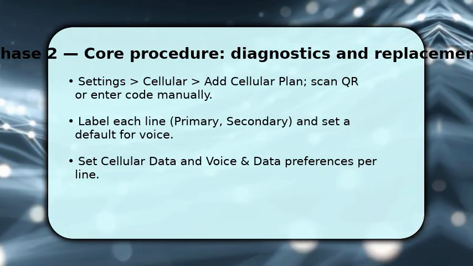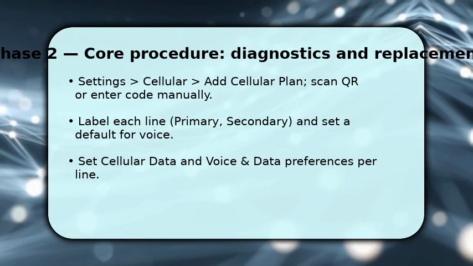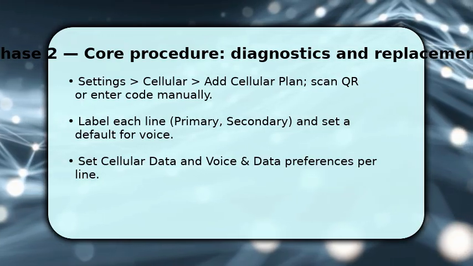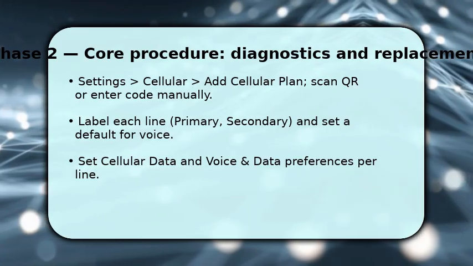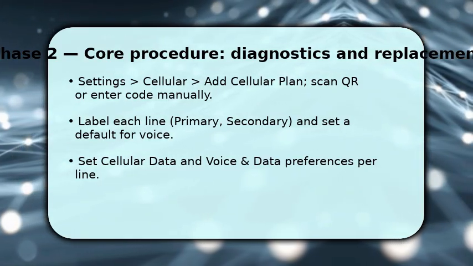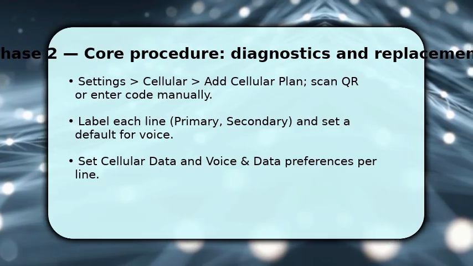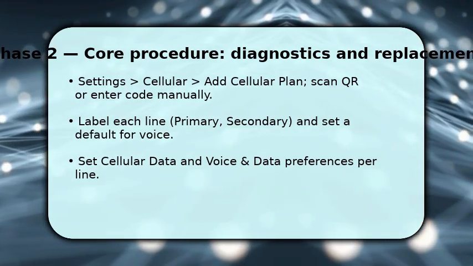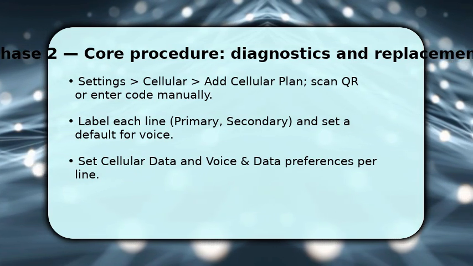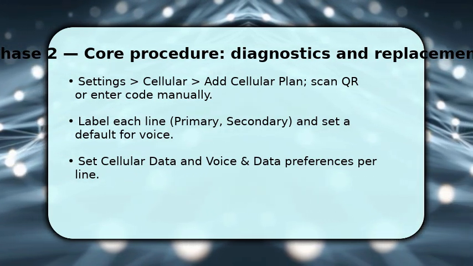After the plan installs, label the lines clearly, primary for main number and secondary for secondary use, because labels control how calls and messages display. Then decide which line is your default for voice and which handles cellular data. This choice matters for calls, iMessage, and FaceTime routing. Make sure voice and data settings match your carrier's requirements before moving on.